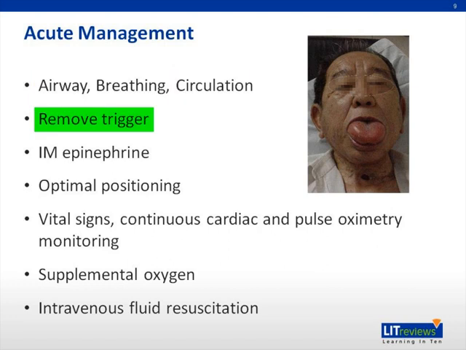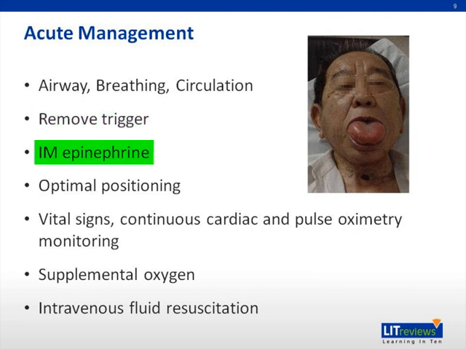Removal of trigger exposure, if possible, should be carried out. Provide an intramuscular injection of epinephrine for the patient. More details on epinephrine administration will be discussed in the next slide.